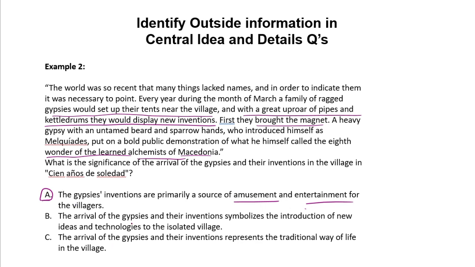Now, look at option C. The arrival of the gypsies and their inventions represents the traditional way of life in the village. Again, nowhere in the text does it say that this is the traditional way of life in the village, right? So even option C contains outside information. The keyword here is traditional way of life, and in the other option the keywords are amusement and entertainment for the villagers. These keywords give it away that the choices contain outside information. So that's why the answer choice is B.